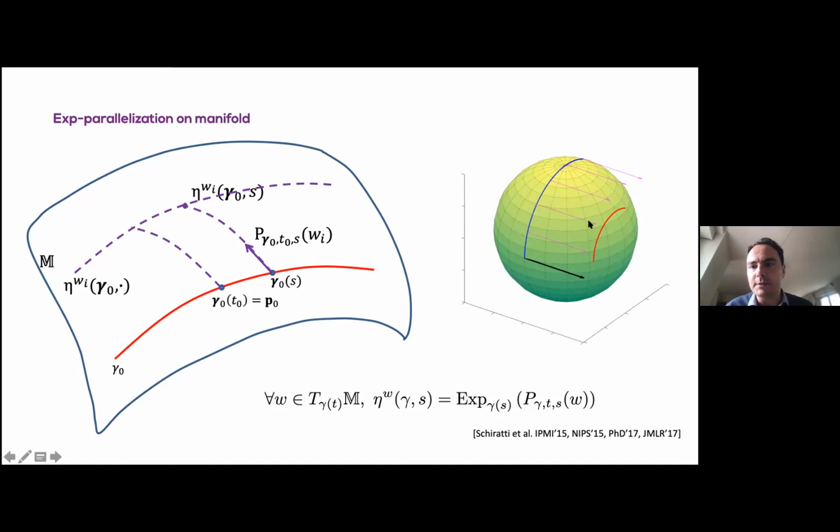And if we parallelize this curve in the direction of the magenta arrow, then it gives this red curve, which is actually what we call a parallel on the surface of the Earth, whereas the geodesics are the meridians on the surface of the Earth. So does it answer the question about the Exp-parallelization, or do you need further clarification? I think it answers it. Okay, thanks.